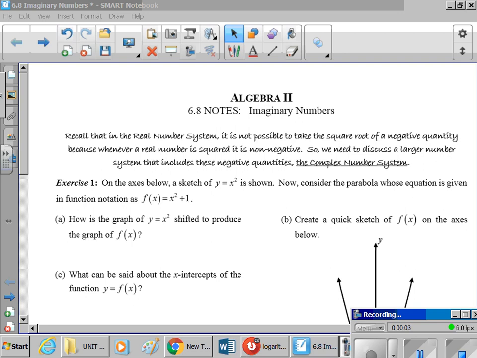Welcome back to Algebra 2. Today's lesson on Unit 6, Lesson 8 is on imaginary numbers.